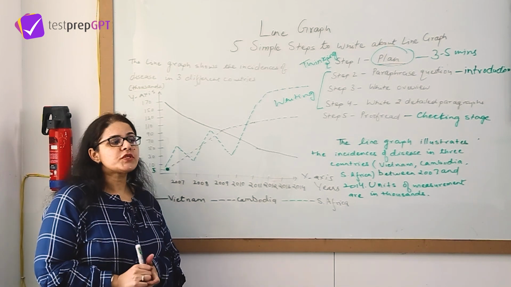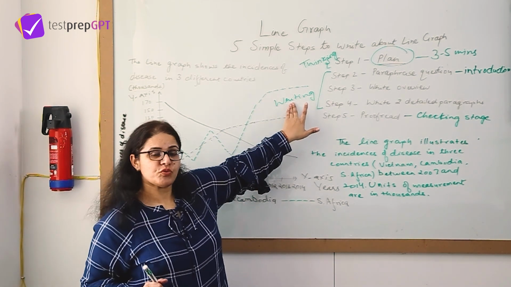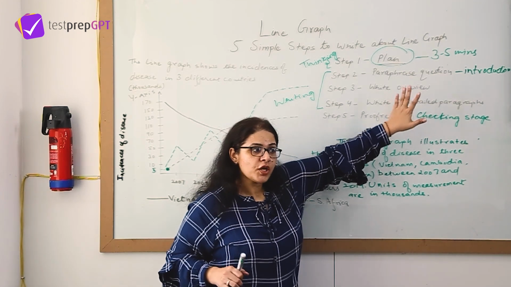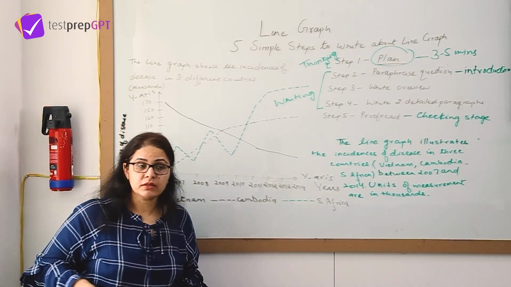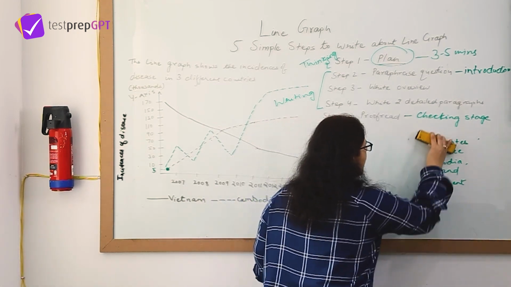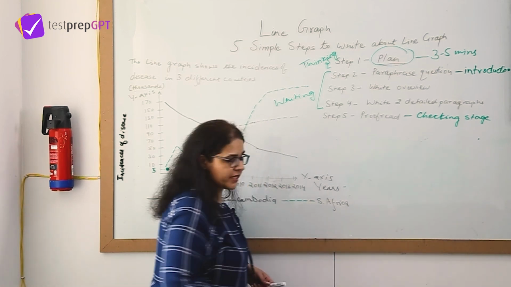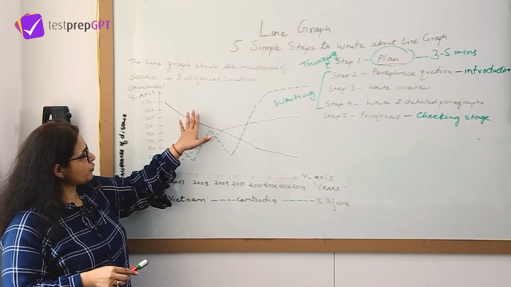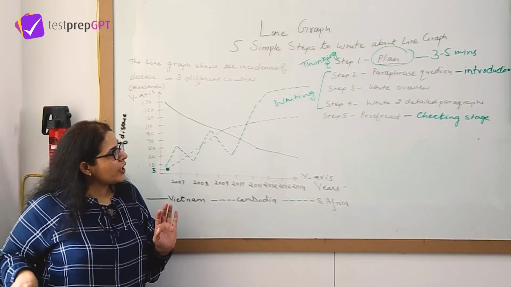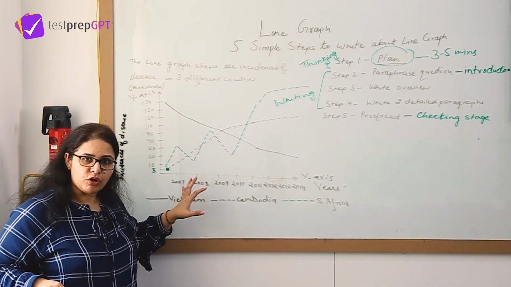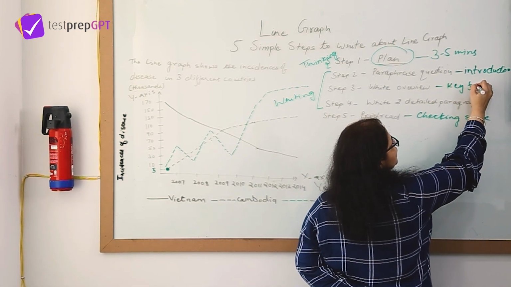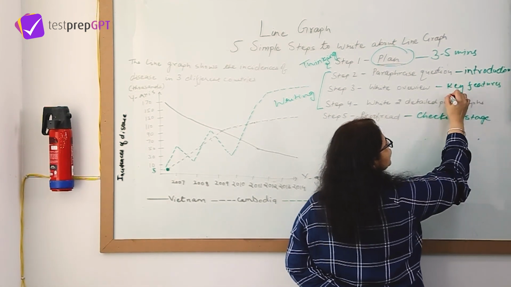Now comes the next step in the writing stage, which is writing your overview. Now, what does an overview mean? It's all about understanding what the 3 different lines here show you, and all about the key features of the graph. So, overview is about key features or the general trend.